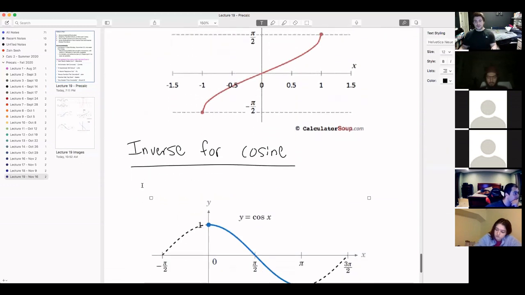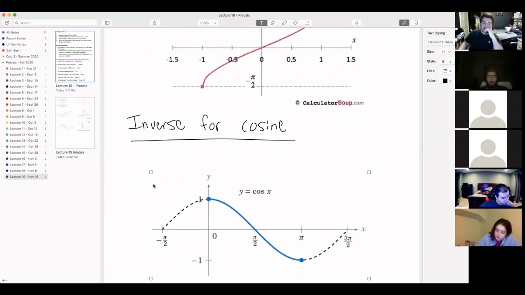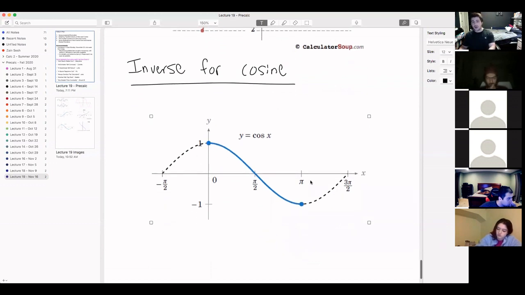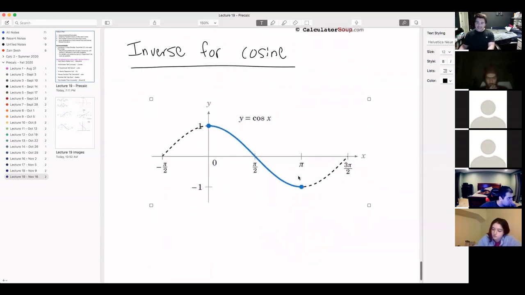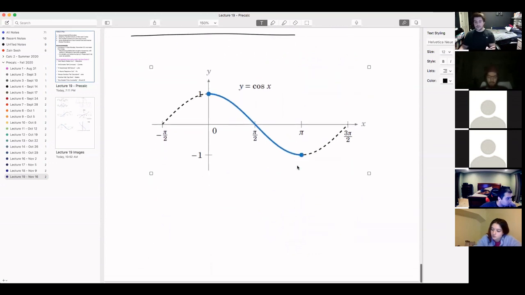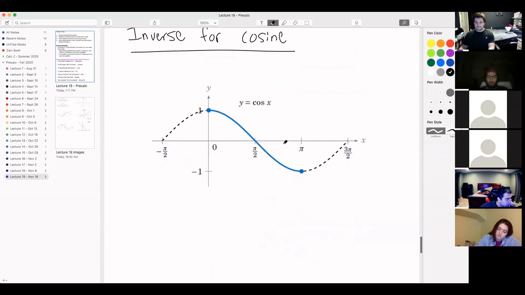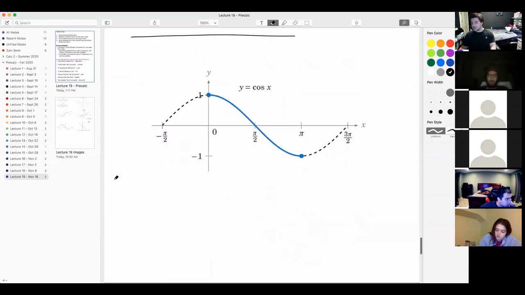So remember, with sine of x, we restricted our domain to minus pi over 2 to pi over 2. We're not going to do the same thing for cosine. Instead, we're going to restrict it from 0 to pi. That's the domain restriction. You can see that on that domain restriction, it becomes one-to-one. So we restrict cosine to 0 to pi, and you can see that it passes the horizontal line test and is one-to-one on that restricted domain.